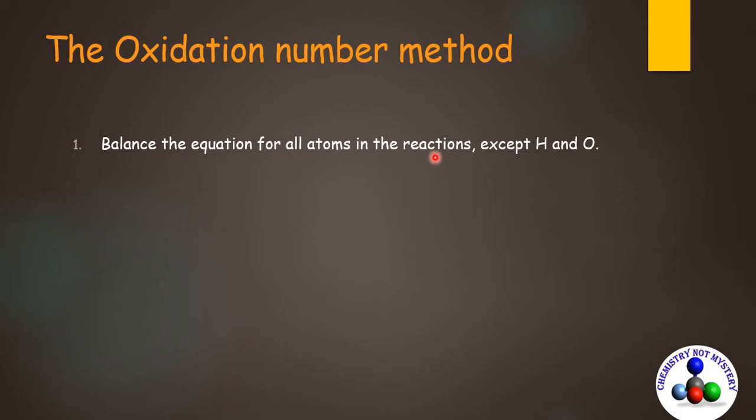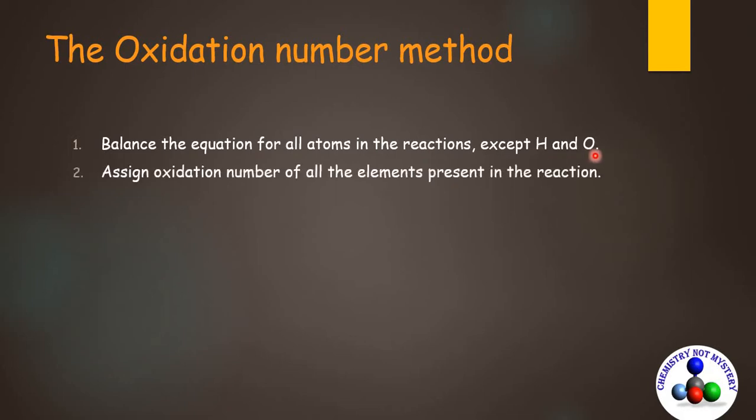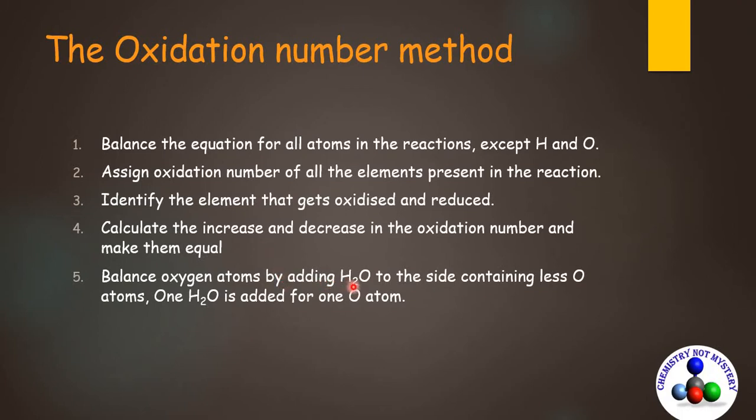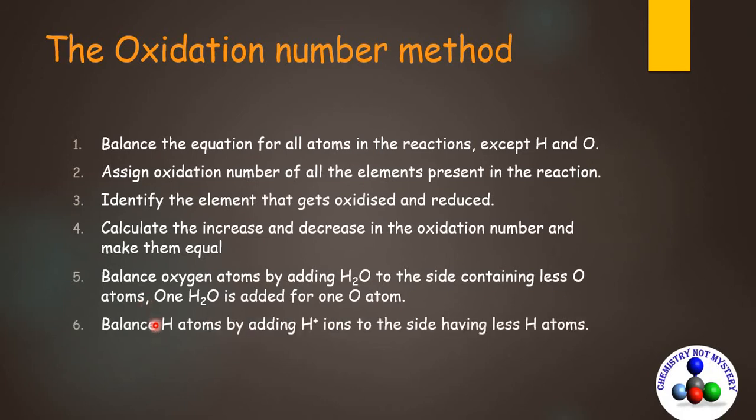First, balance the equation for all atoms in the reaction except hydrogen and oxygen. Then, assign oxidation number of all the elements present in the reaction. Then, identify the element that gets oxidized and reduced. Calculate the increase and decrease in oxidation number and make them equal. Then balance oxygen atoms by adding water to the side containing less oxygen atoms. Then balance hydrogen atoms by adding H+ ions to the side having less hydrogen atoms.